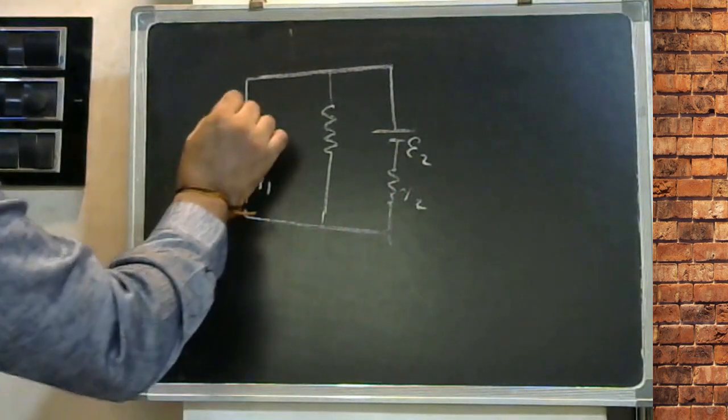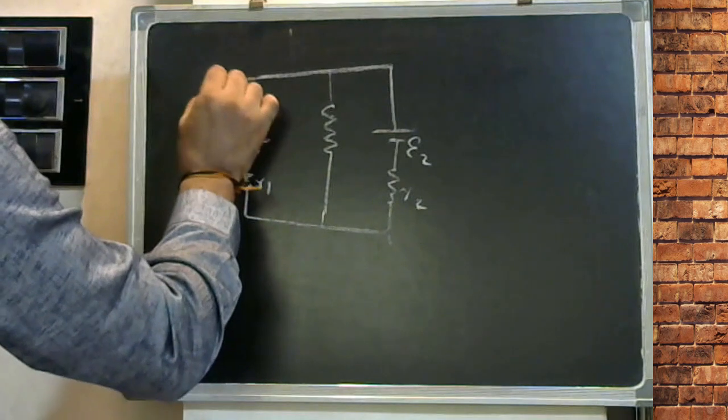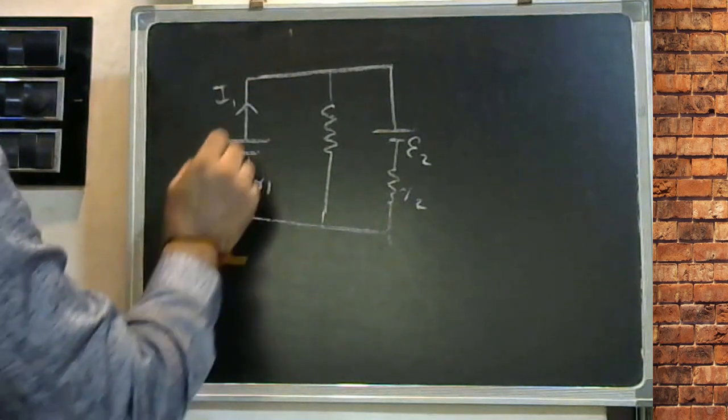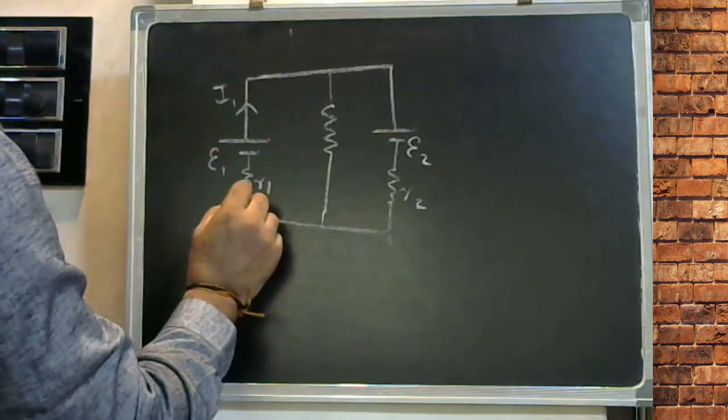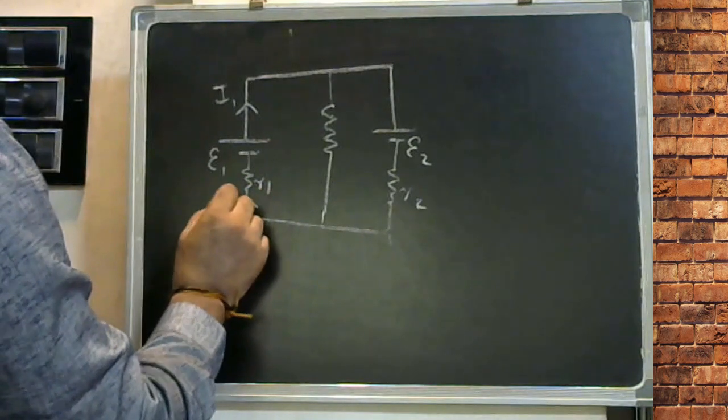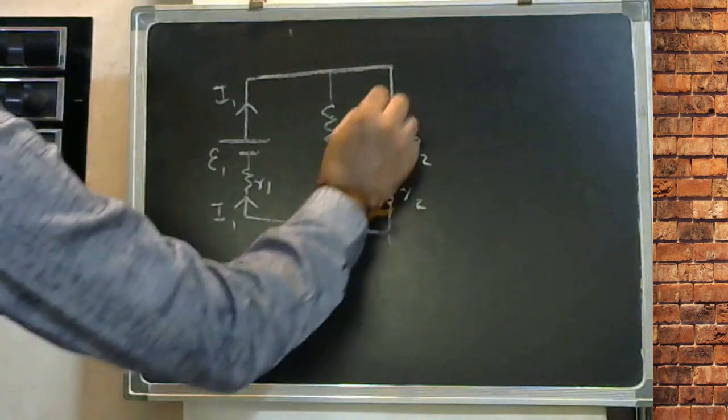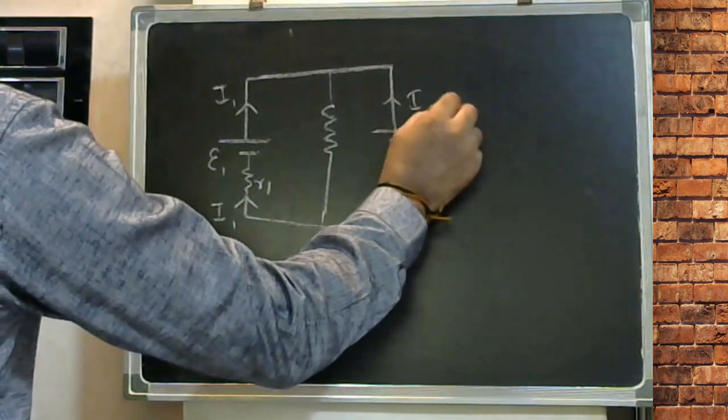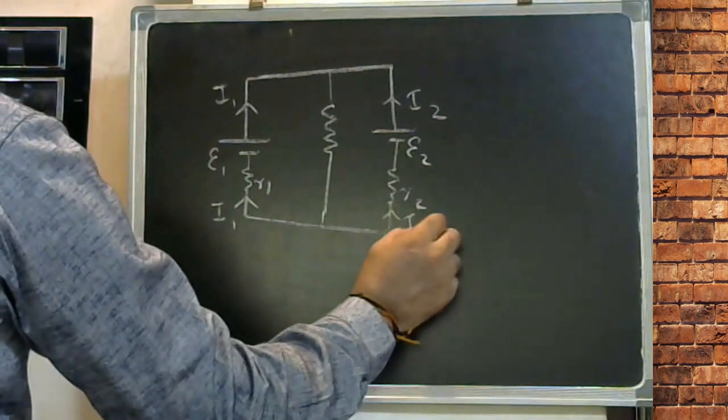Now, this will send a current I1. So, current from the first battery is I1. Remember now, any current going out of the battery should be the same current coming back. So I1 goes, I1 comes back. Similarly, I2 will be going out, I2 will come back. So symmetry should be maintained.